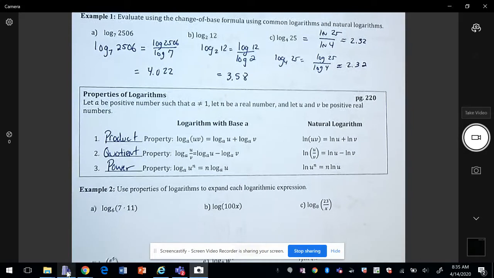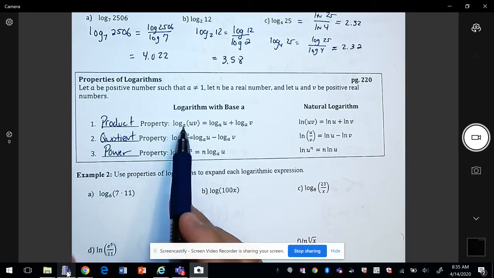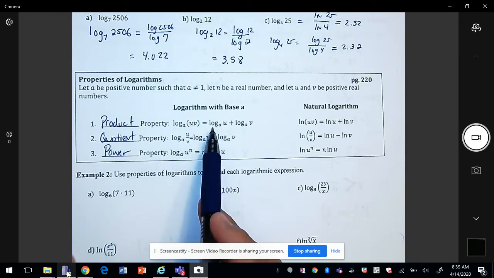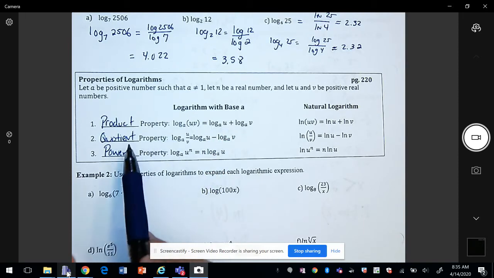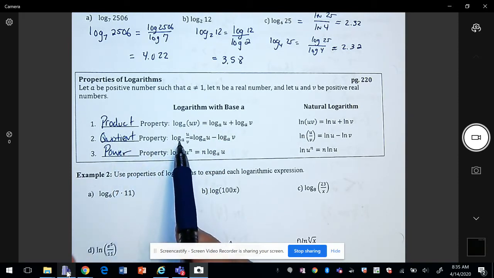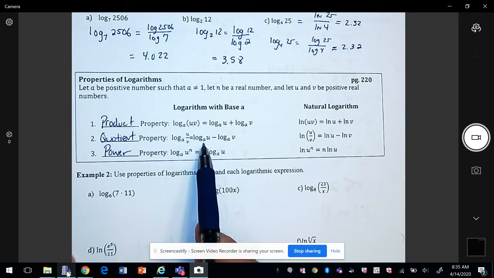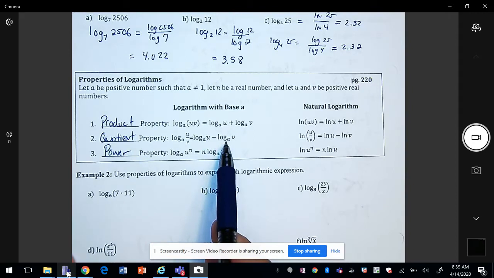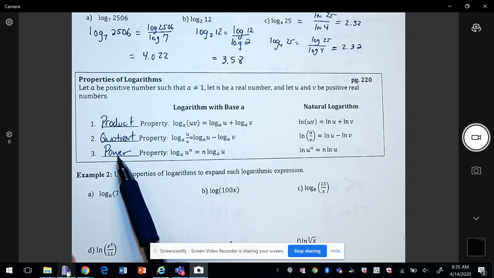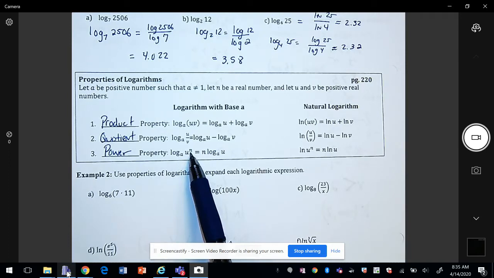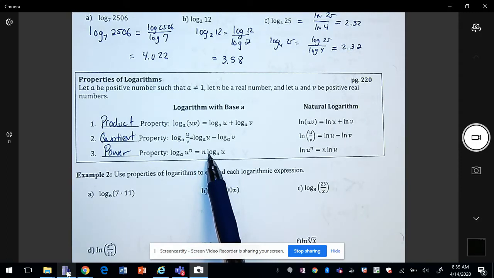So with logarithms, we have some properties, and these are the properties here. We have the product property. Log base a of u times v can be written as log base a of u plus log base a of v. The quotient rule is log base a of u divided by v, and we can separate it as log base a of u minus log base a of v. And then we have something called the power rule. Notice we have an exponent here, so the power rule will allow us to take this exponent to the front of the log, and then we would have n times log base a of u.